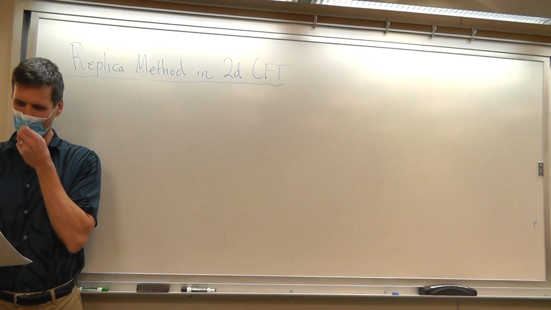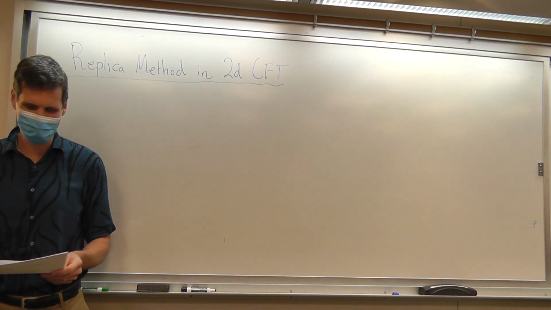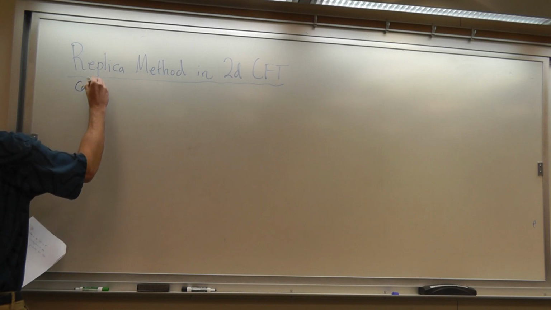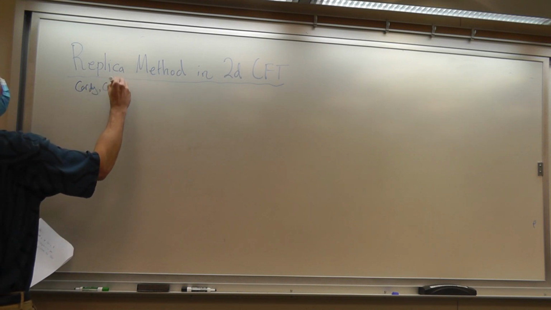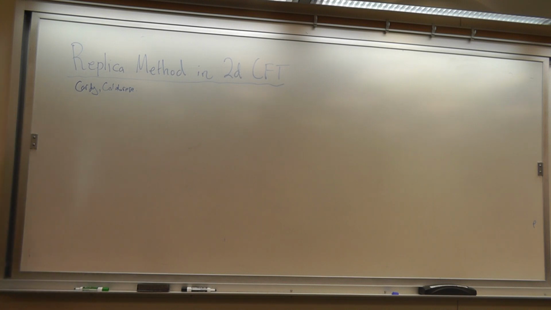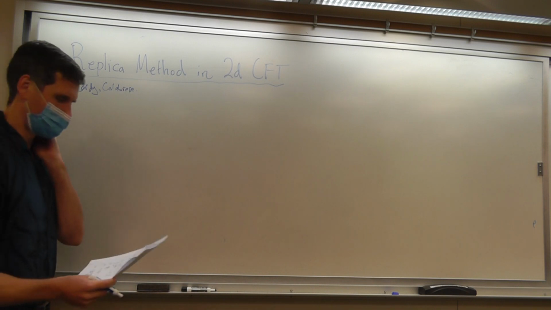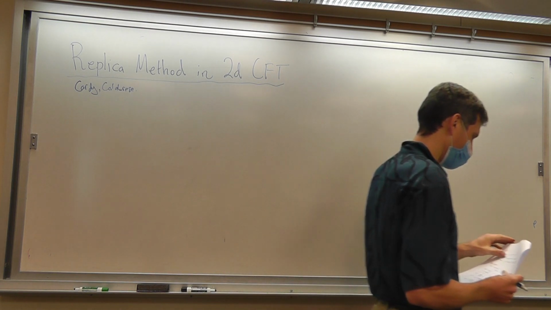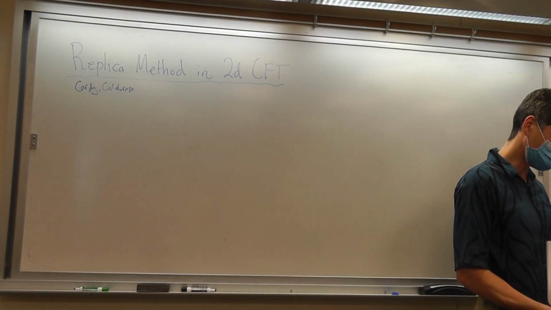This is based on a paper of Calabrese and Cardy from the early 2000s. The result we're going to derive on the entanglement entropy was known 10 or 20 years earlier. But this calculation is really just lovely. It's one of my all-time favorite papers.